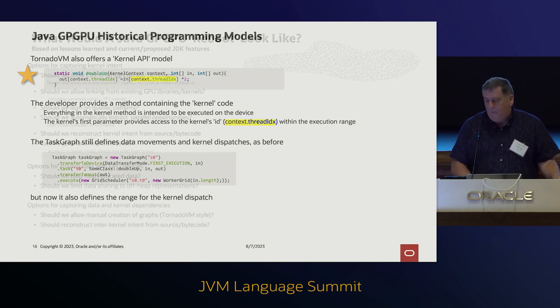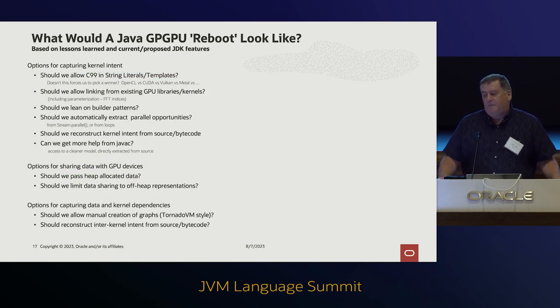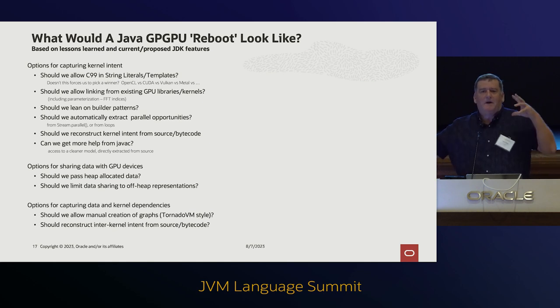So at this point, looking back on all of this stuff that's happened, we got a bunch of questions. We made bets early on; what were the good bets, what were the bad bets? Early on, should we really want to code kernels in C99 or string templates as we might do it now? Would we want to be able to link from GPU libraries that currently exist? And I think we do. Should we use builder patterns? Earlier on, Paul was talking about what a builder pattern looks like, where we fluently start to build up chunks of code. That's mildly horrible. Can we automatically extract Sumatra style from the int stream or some other stream API? Should we reconstruct from bytecode and so on? We had all these questions.